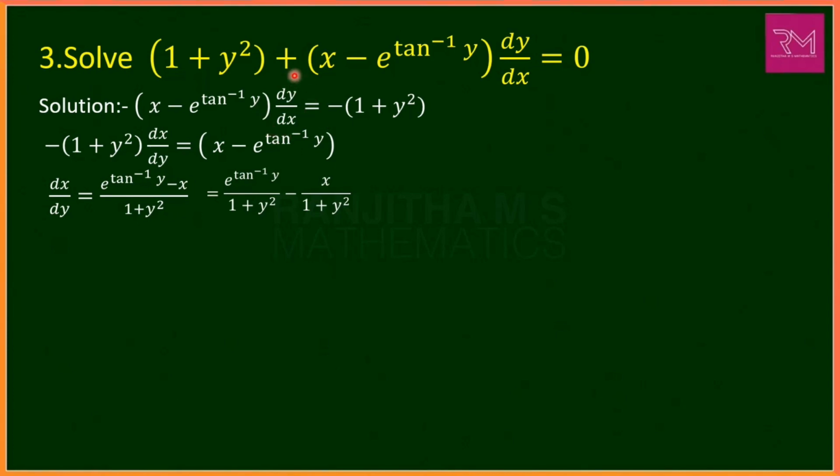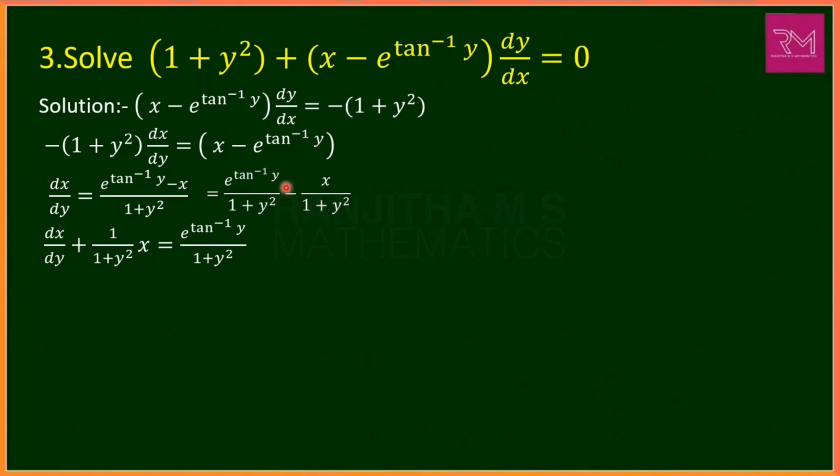Therefore, I take dy by dx to the right hand side, hence we get dx by dy into minus 1 plus y square. If we take this value to the right hand side, if we multiply minus inside the bracket, we get exponential power tan inverse y minus x divided by 1 plus y square. If we split this value, we get exponential power tan inverse y divided by 1 plus y square minus x by 1 plus y square. This is our dx by dy.